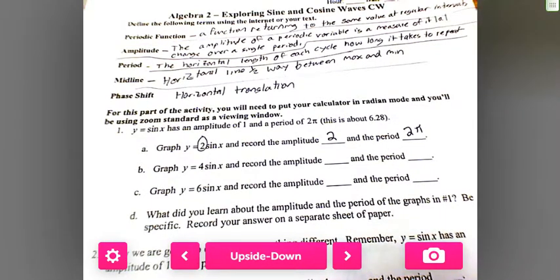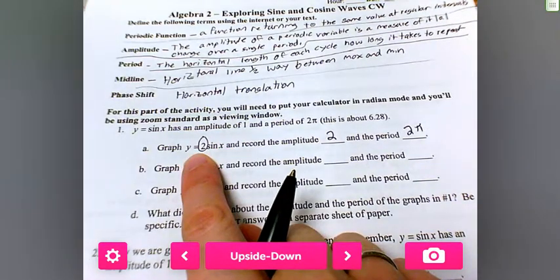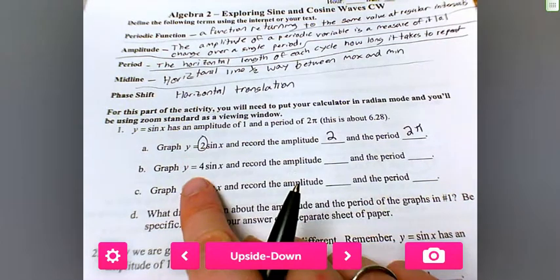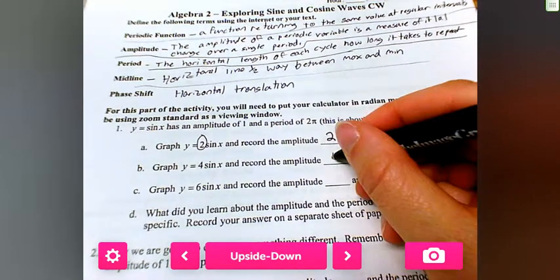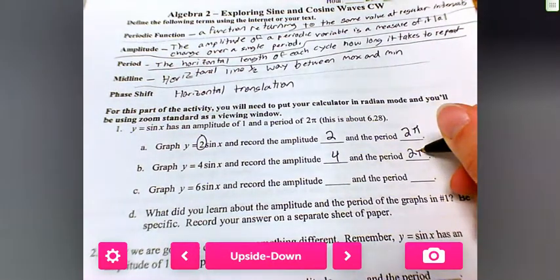Okay, if the amplitude for this one is 2, what do you think the amplitude is for B? 4. My period is also going to be 2 pi. That's when it starts repeating itself.